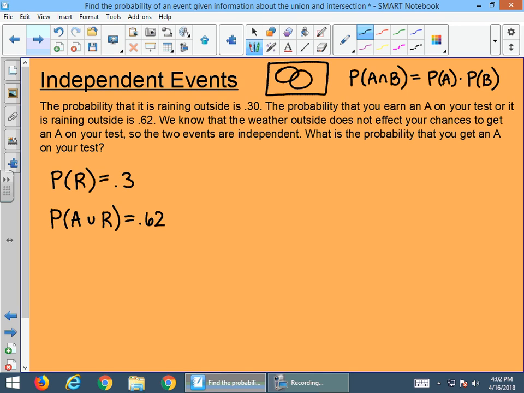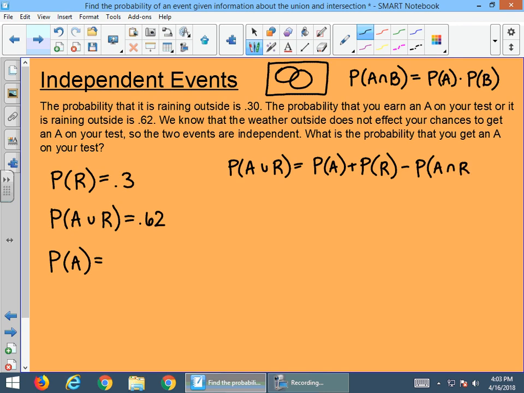The next sentence says, we know that the weather outside does not affect your chances to get an A on your test, so the two events are independent. So what is the probability that I get an A on my test? What is the probability of getting an A? That's what I'm after. So just like the first two problems, I will say the probability of getting an A or it's raining is equal to the probability of getting an A plus the probability that it's raining minus the probability that you get an A and it's raining.